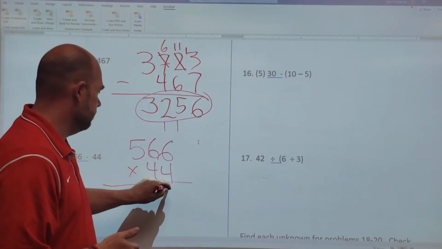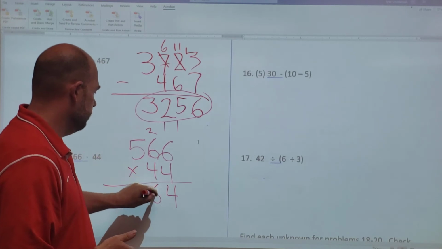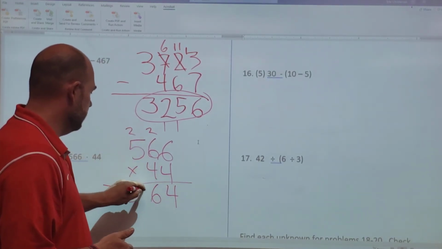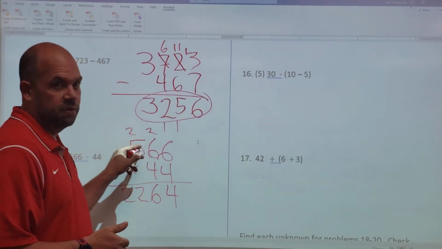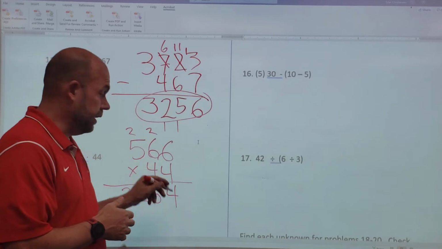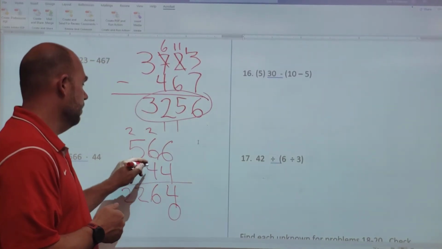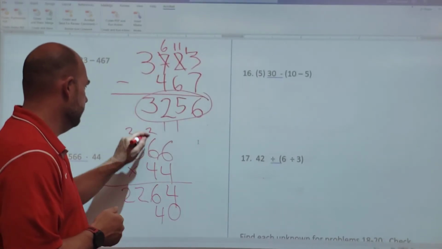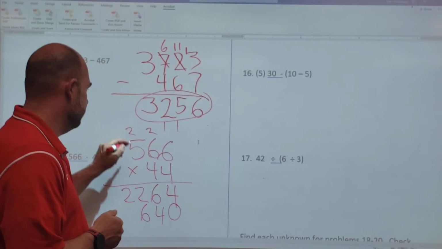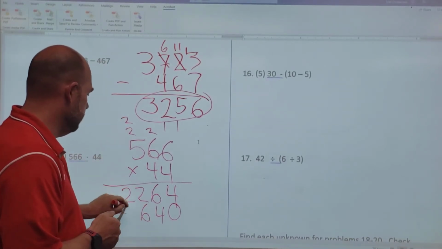4 times 6 is 24. 4 times 6 is 24 plus 2 is 26. 4 times 5 is 20, plus the 2 is 22. So that's solving 566 times 4. Now we're doing 566 times 40. And since it's 40, we'll just put the 0 right there and then solve for the 4 again. So 4 times 6 is 24. 4 times 6 is 24, plus the 2 is 26. 4 times 5 is 20, plus the 2 is 22.